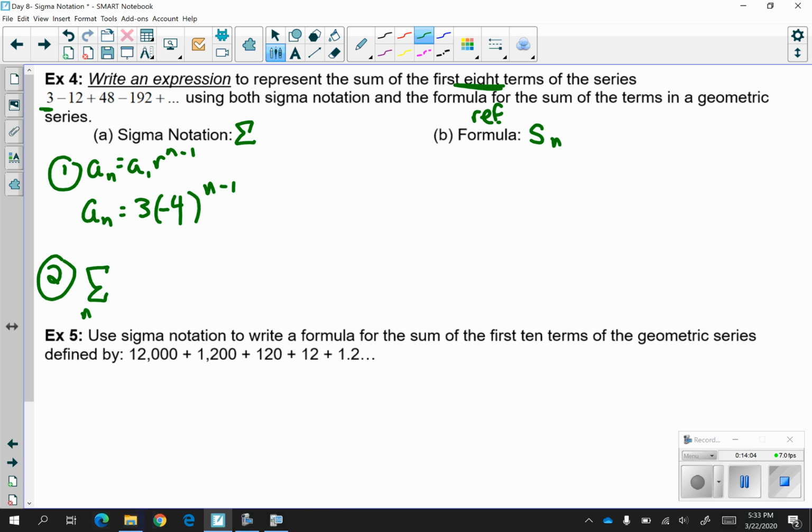So when we write this out, we're starting at the first term, and they said the sum of the first 8. So I'm going to put 8 up top. And then write the explicit formula next to it.